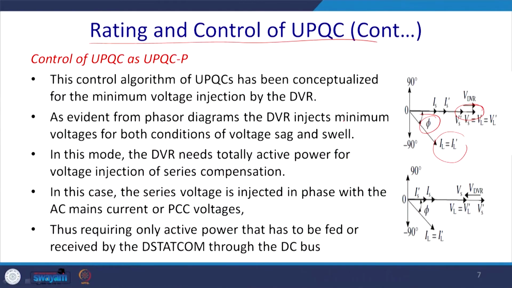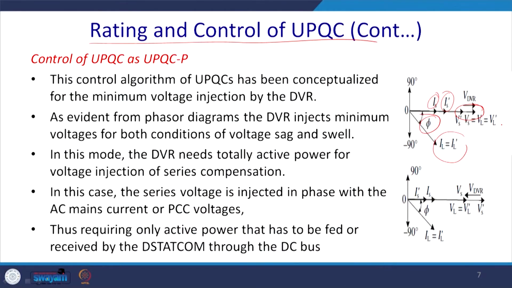So, what happens here? Your phase will be the same, but you get an extra current. IS was flowing, instead of that IS prime will be flowing, and ultimately the difference was this DVR voltage. Previously it was Vs, now it is Vs prime, and VL, the load voltage, is required to be constant, because we require to keep the sensitive load at a constant voltage. Now, this is the control of the UPQC-P.